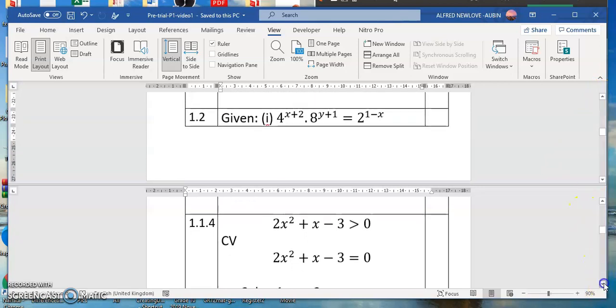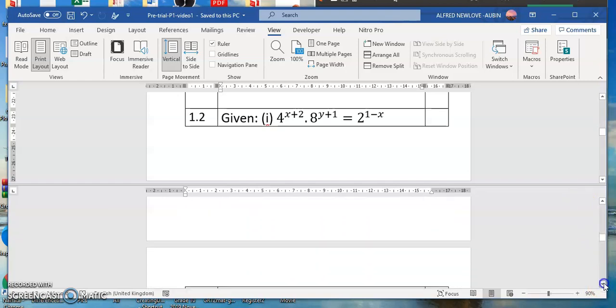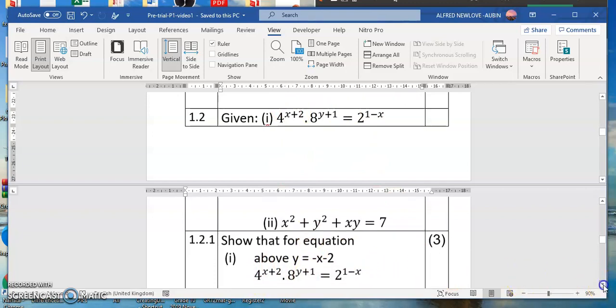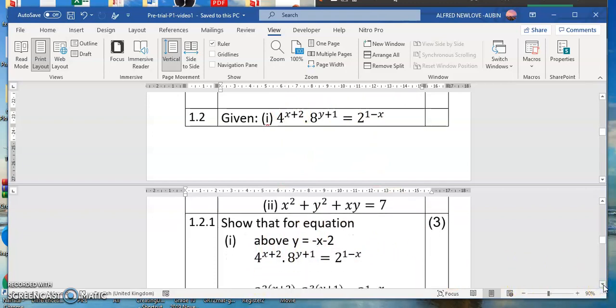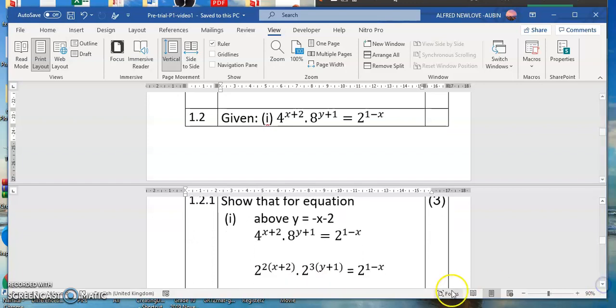And the question says, show. This is the question. Show that the equation above is this. So I've written this one here. So we have this one. What are we going to do? This 4, because the base here is 2, we want to write it in the same base. So this 4 is the same as 2 squared.